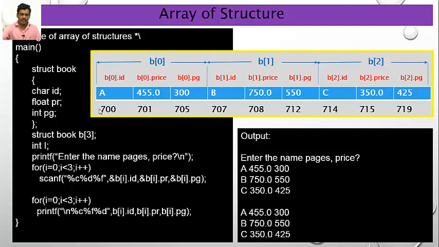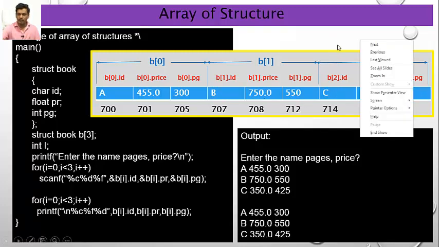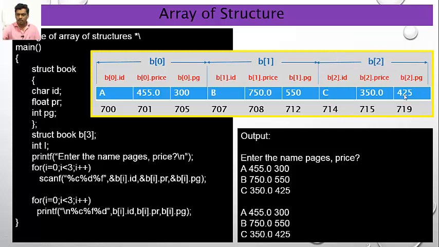So the address starts with 700, and 7 bytes are required. That is 700, 701, 702, 703, 704, 705, 706. 700 to 706 is 7 bytes. It is the b of 0 location. Then b of 1 also has 7 bytes because it consists of 3 elements: character, float, and integer. b of 2 also consists of 3 members, and the size is 7 bytes.